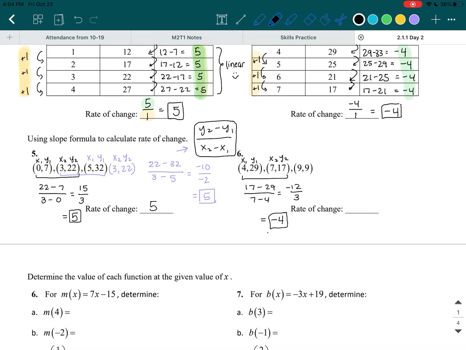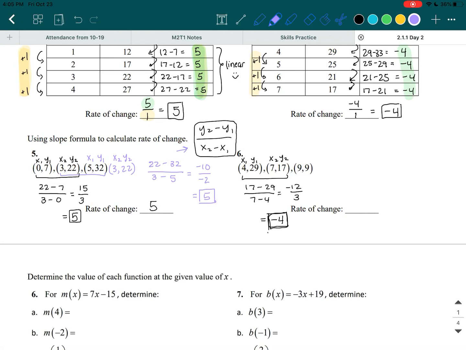Now, if you chose different points as your x1, y1, and your x2, y2, what matters is that you come out with the same answer. If you come out with the same answer, you know what you did was correct. If you came out with a different answer, then I urge you to make corrections now.